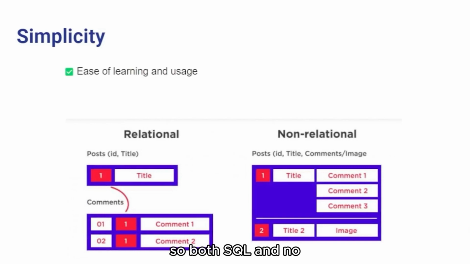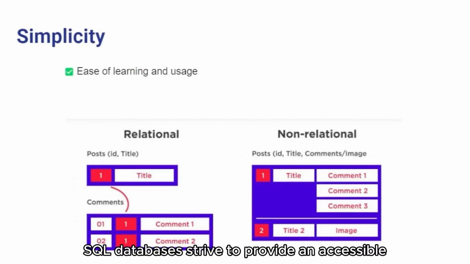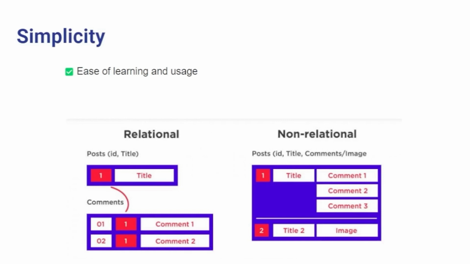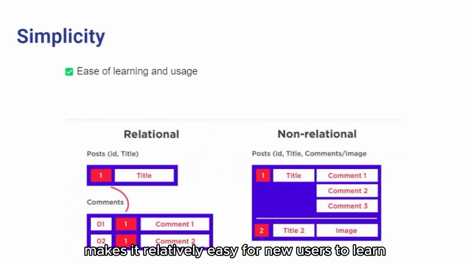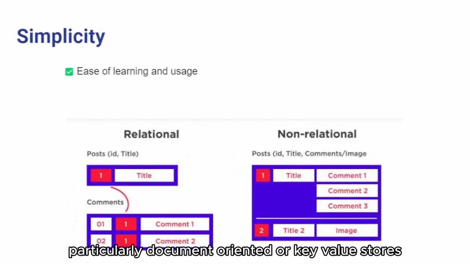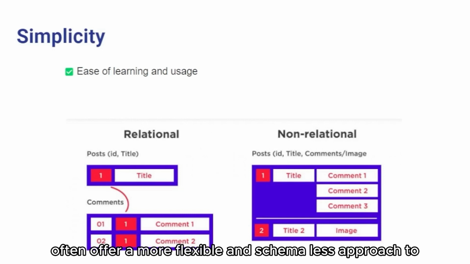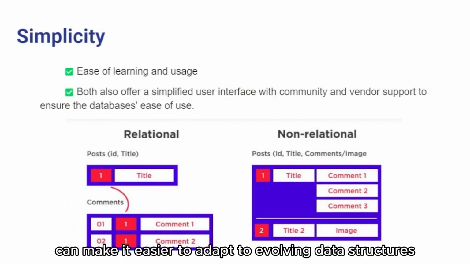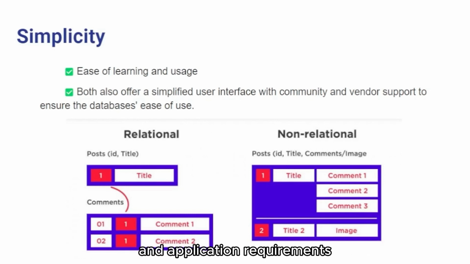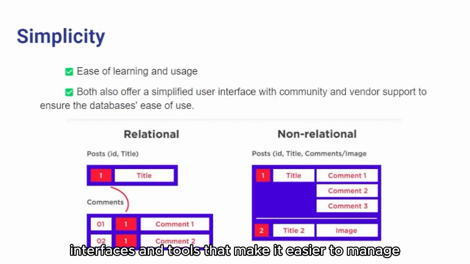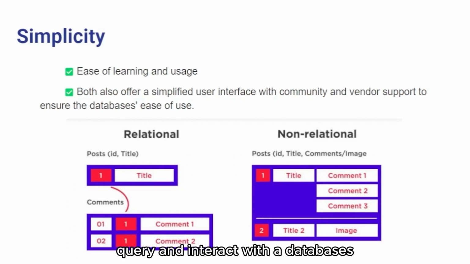Next is simplicity. So both SQL and NoSQL databases strive to provide an accessible and straightforward user experience for developers and database administrators. The structured nature of SQL, with its standardized query language, makes it relatively easy for new users to learn. And NoSQL databases, particularly document-oriented or key-value stores, often offer a more flexible and schema-less approach to data storage. So this flexibility can make it easier to adapt to evolving data structures and application requirements. Also, both databases typically come with user-friendly interfaces and tools that make it easier to manage, query, and interact with the databases.